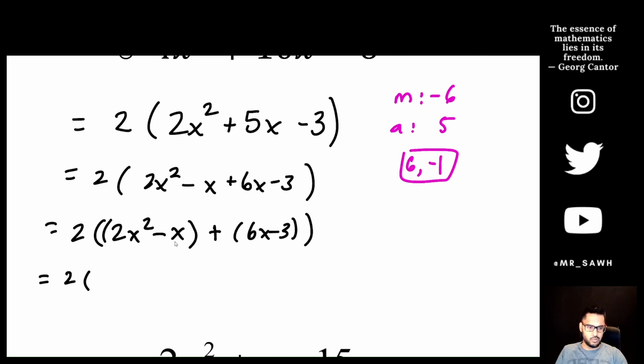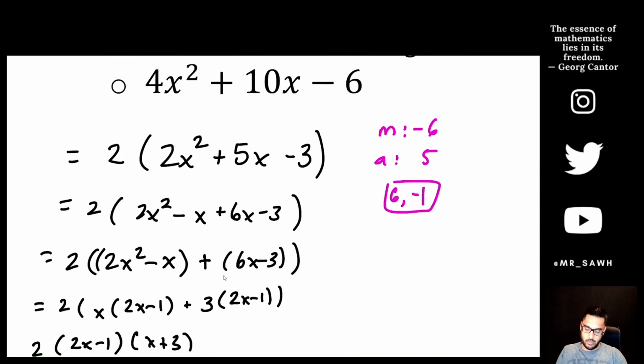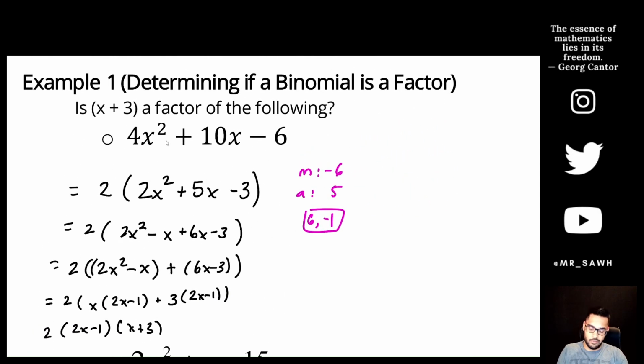So the first group of 2 looks like they only have an x in common. So x is our common factor. We're left with 2x minus 1. Plus, the second group has a 3 in common, and again you're left with a 2x minus 1. So I know I did this right. So if I take each of my factors, I've got a 2x minus 1 and x plus 3. And we were asked to determine if x plus 3 is a factor of the following. Yes, it is. I can see it in my factored form. So yes, x plus 3 is a factor.